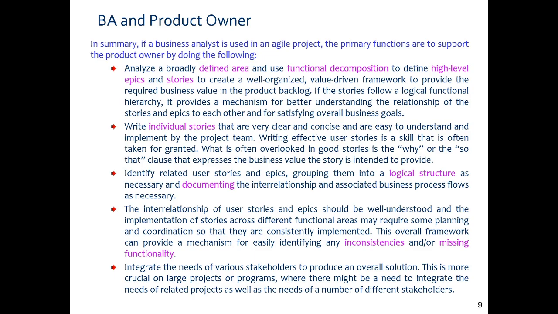So the facilitation in all these regards, that is, simplification of the job of the product owner, can be done by the business analyst. The business analyst is not an alternate choice or a project manager, but the business analyst is a facilitator, right?